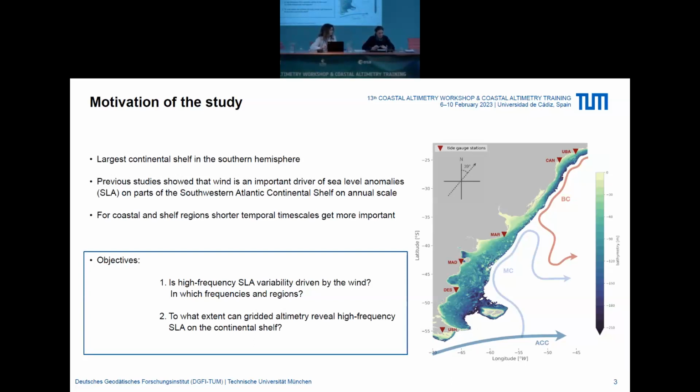Actually, I have one. For your SLA, what correction do you apply? Inverse barometer or a dynamic atmospheric correction? Because if you are studying coherence with wind, this could impact your results.